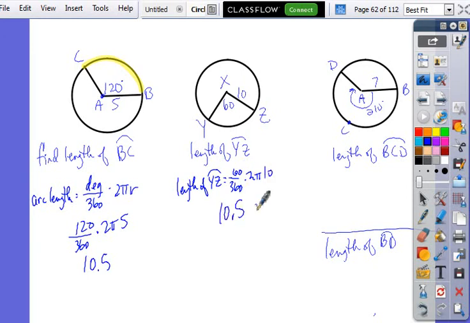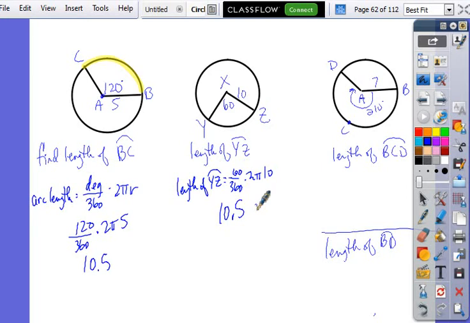Can anybody tell me why? What did we do to the angle? We cut the angle in half and double the radius. So you divide by 2 and multiply by 2. What happens when you do that? You get the same thing.